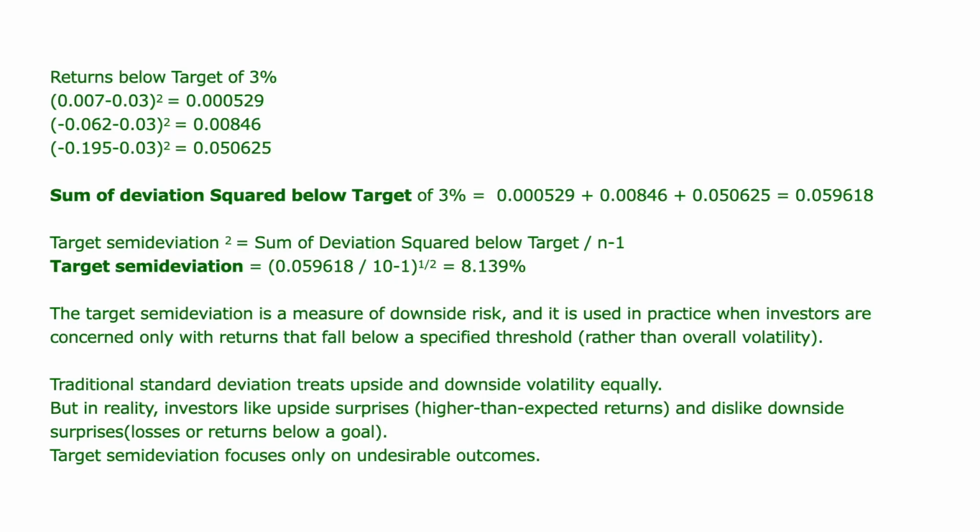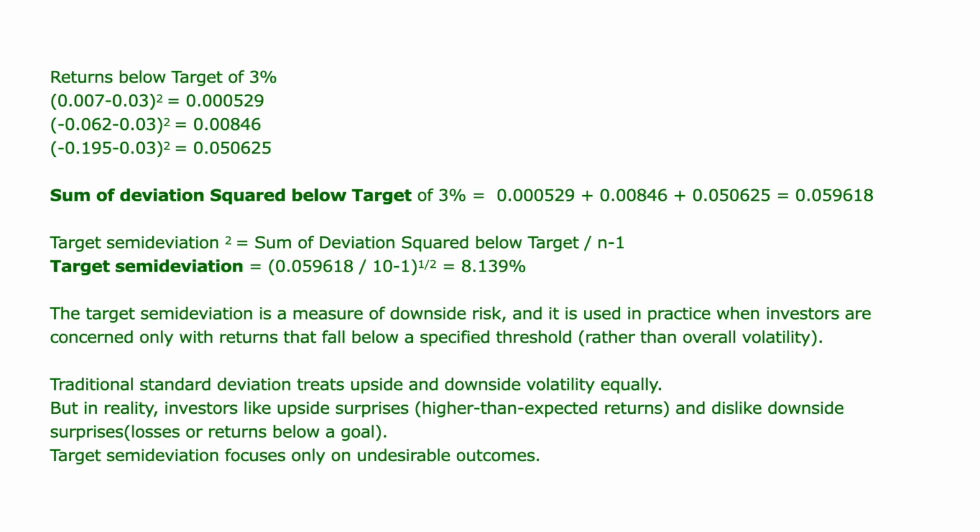Identify returns below the 3% target. 0.7% in 2015. Deviation equals negative 2.3%. Negative 6.2% in 2018. Deviation equals negative 9.2%. Negative 19.5% in 2022. Deviation equals negative 22.5%.